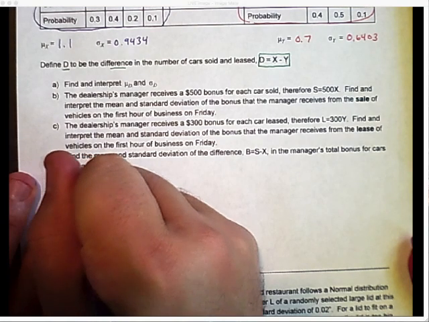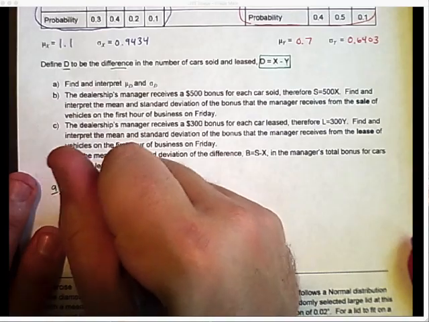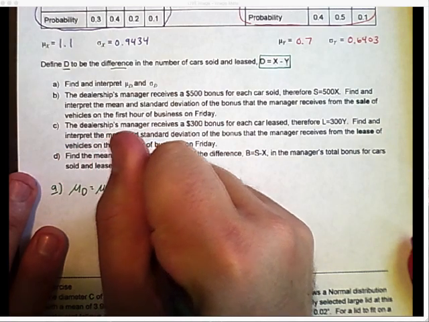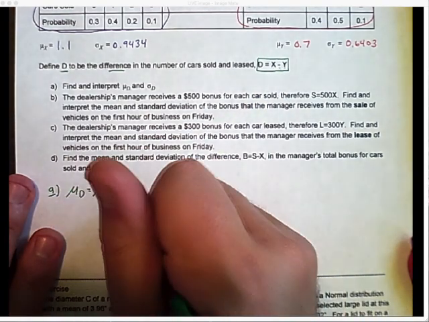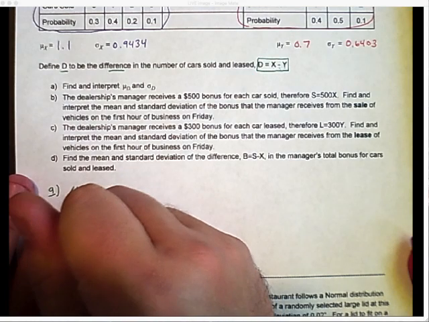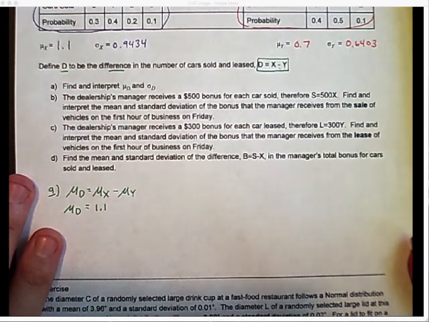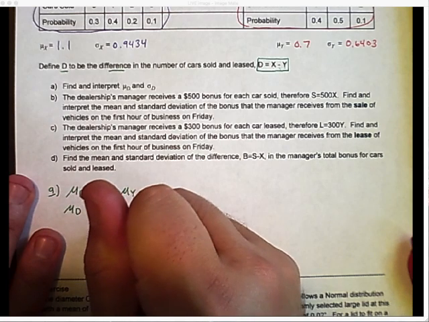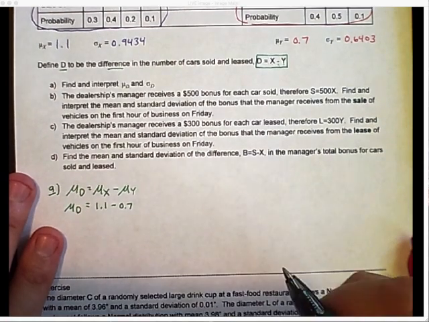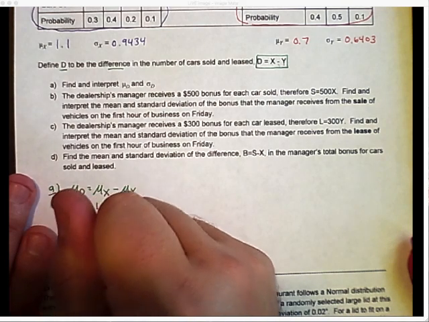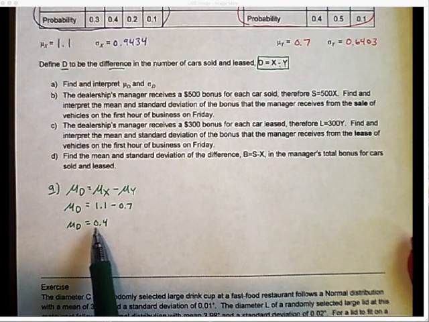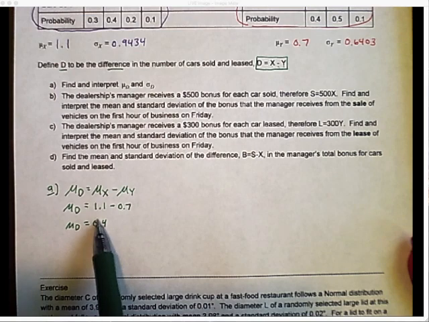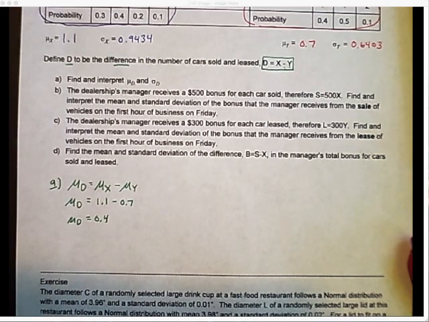So to find mu of D, I would just take mu of X minus mu of Y, because it's going to follow that same sign. In this case, mu of D would equal, on average, 1.1 cars get sold. On average, 7/10 of a car gets leased. So if I subtract those, I get 0.4. So what is the meaning of that? The mean difference: on average, 0.4 more cars get sold than leased on the first hour of business on a Friday.